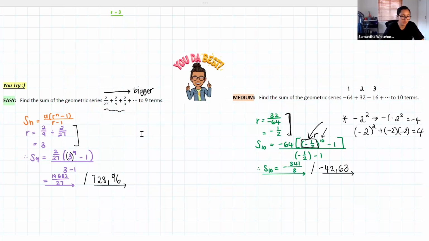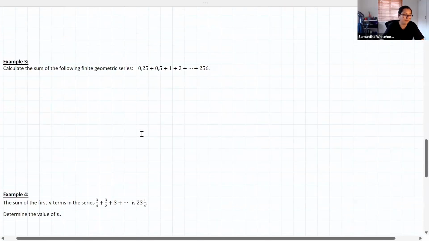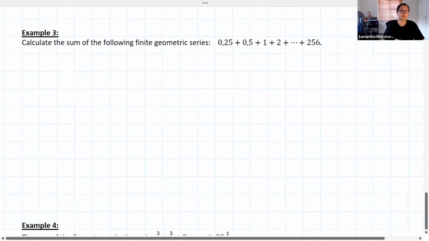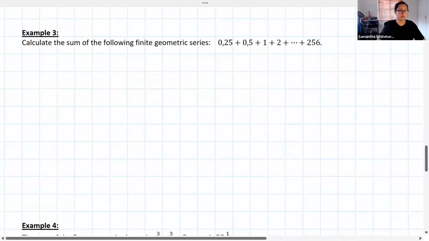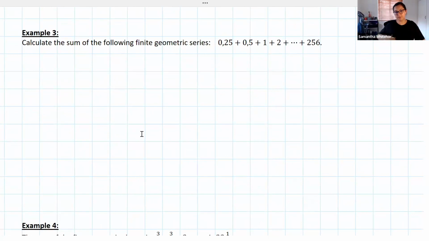Okay, let's have a look at our next example here. Example 3 says calculate the sum of the following finite geometric series: a quarter plus a half plus 1 plus 2 plus a whole bunch of terms plus 256.